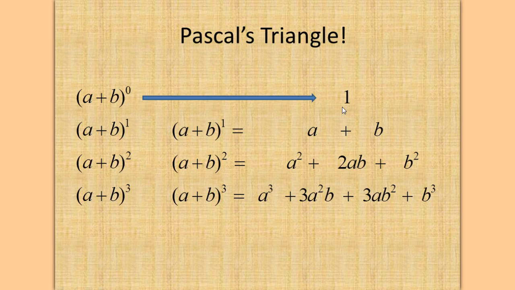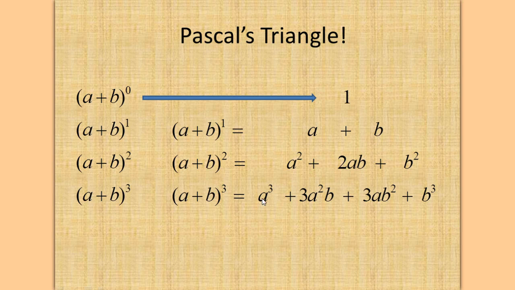On the top we have 1. What's in front of the a? A 1. What's in front of the b? A 1. What's in front of this a squared? 1. What's the coefficient in front of ab? 2. What's the coefficient in front of b squared? 1. Let's move down to the next one.